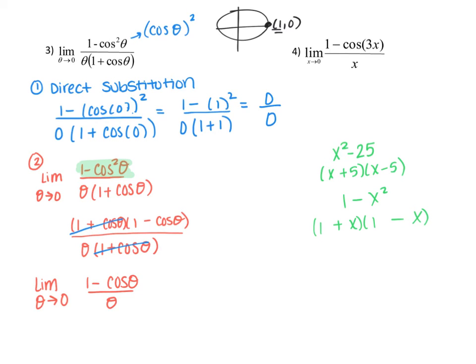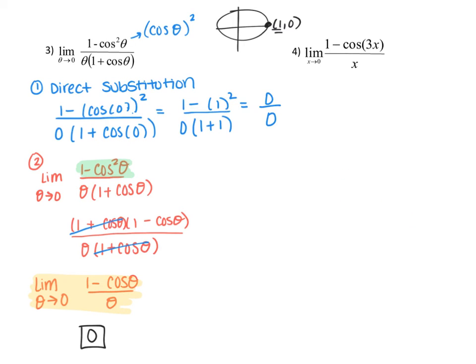Now you should recognize this. This is your rule: 1 minus cos x over x. So this limit is nothing other than 0. And that's the work that we get to, or how we get there, rather. All right, let's try one more. Let's try example number 4.